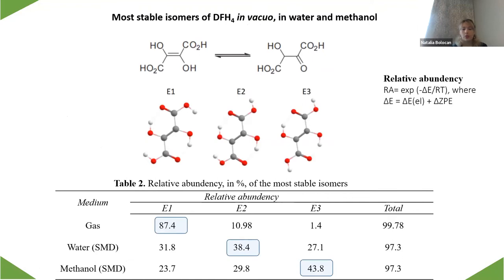Further, the relative abundance was calculated according to the Boltzmann distribution equation, and it shows that in the gas phase, 99.7% of the acid is represented by only three enediol structures. You have the optimized structures here in the image, and the most abundant one is isomer E1 with over 87%, followed by E2 with almost 11%, and E3 by a little bit over 1%. We see that in water, these same three isomers account for 97.3% of the acid, but the abundance is already different. The most abundant is isomer E2 with 38%, followed by E1 with 31%, and then by E3 with 27%.